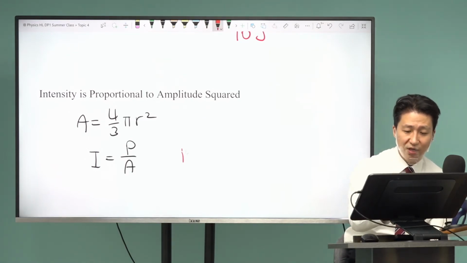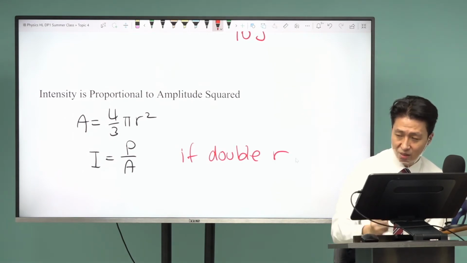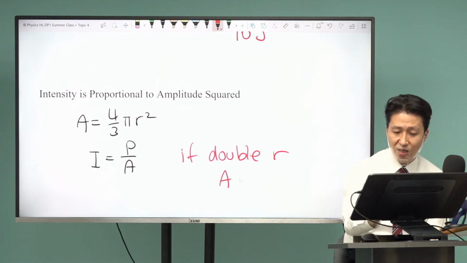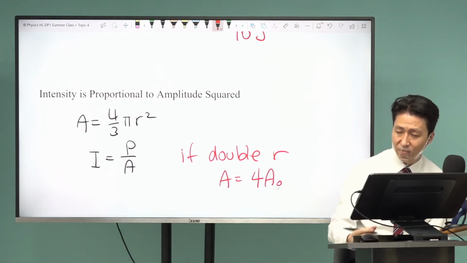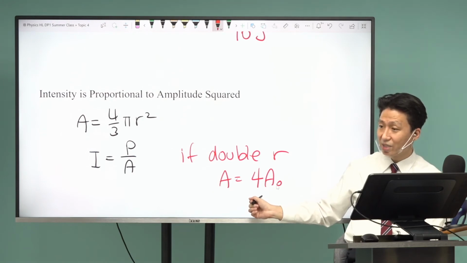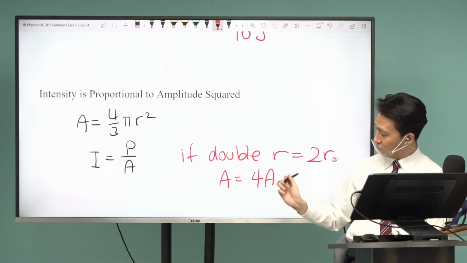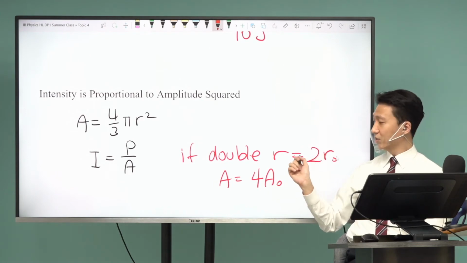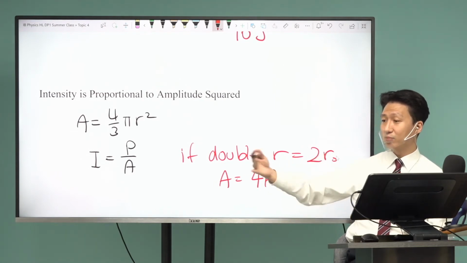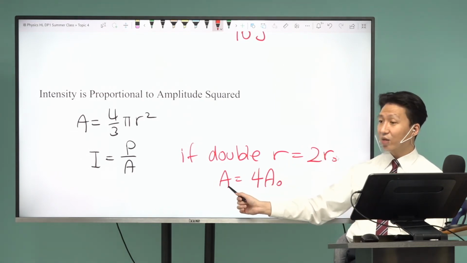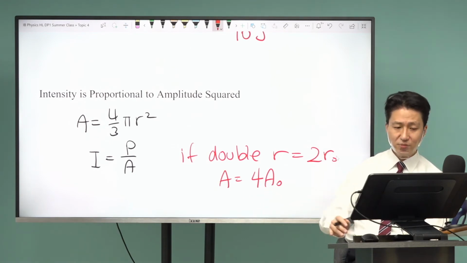Let's say if I double the distance, the area quadruples, right? Becomes 4 times as big. So the 0 represents the initial. So the new radius or the distance is twice as big. Therefore the new area is 4 times as big as the initial one.